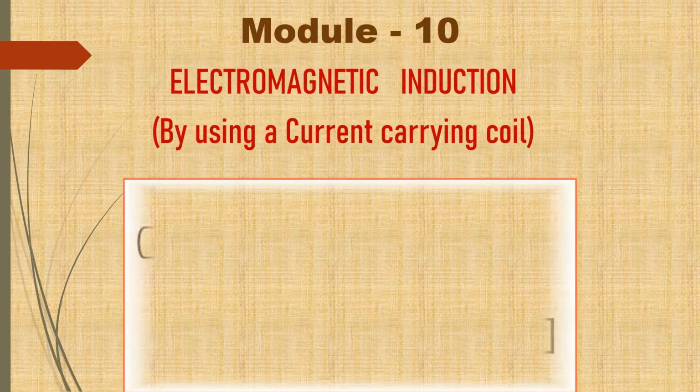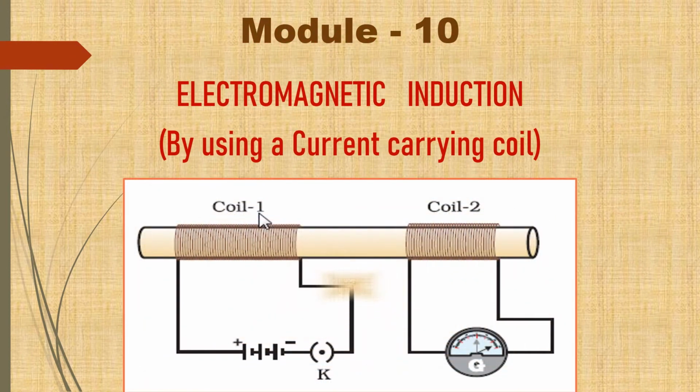Dear children, welcome to the 10th module of our chapter Magnetic Effects of Electric Current. In our last module, we already discussed electromagnetic induction and the first method to demonstrate this phenomenon, that is by using a magnet. Today, we are going to discuss the second activity to demonstrate this phenomenon, that is by using a current carrying coil. So let's start our topic.